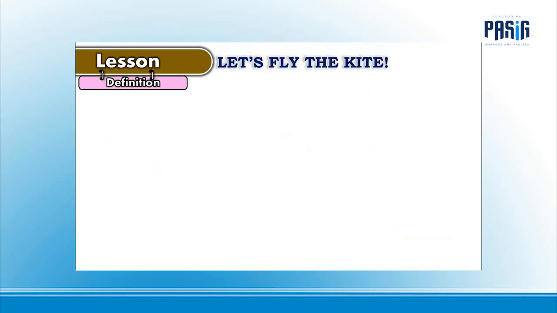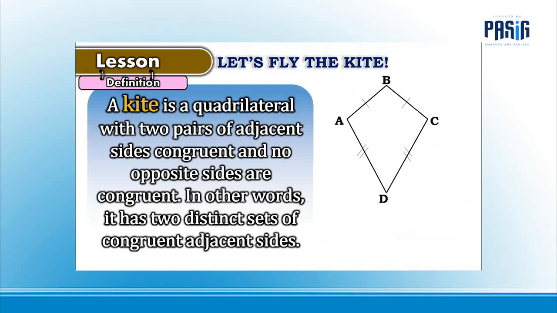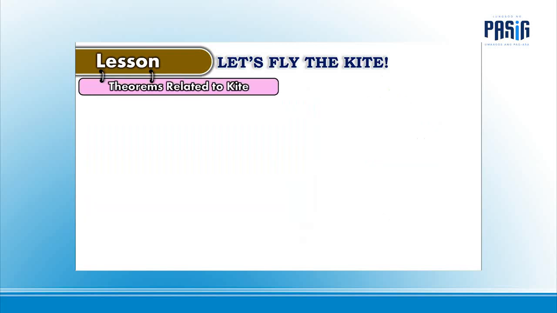Now let's discuss the other type of quadrilateral, which is the kite. A kite is a quadrilateral with two pairs of adjacent sides congruent and no opposite sides are congruent. In other words, it has two distinct sets of congruent adjacent sides. In kite ABCD, side AB is congruent to side CB and side AD is congruent to side CD. These are the theorems related to kite.